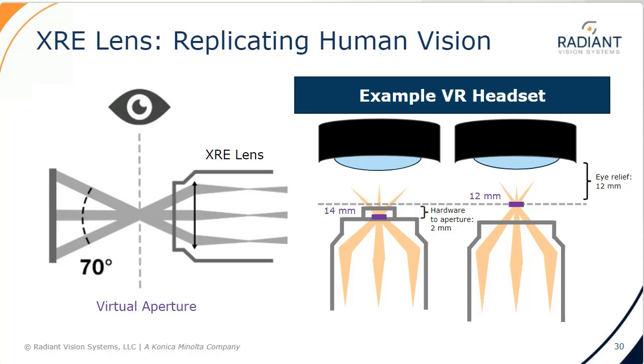Even with 2 millimeters worth of hardware in front of the mechanical aperture, the entrance pupil is now 14 millimeters away from the exit pupil of the headset, unable to reach the eye relief location. The XRE lens's virtual aperture extends out from the lens hardware, giving us more range to work with in placing the entrance pupil at the appropriate position.